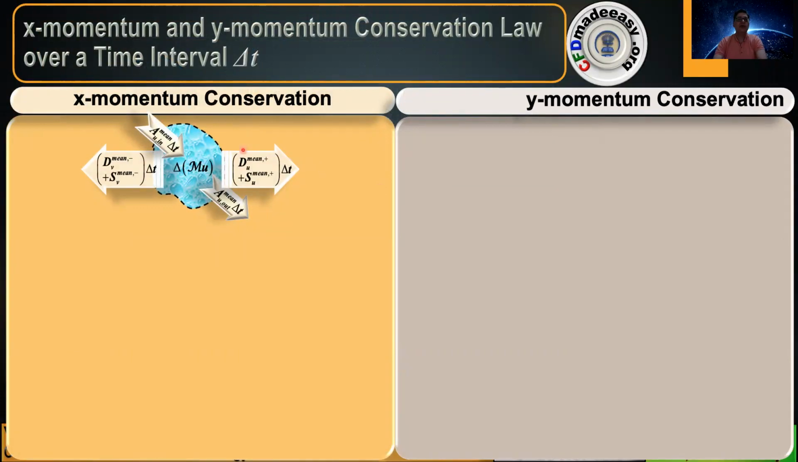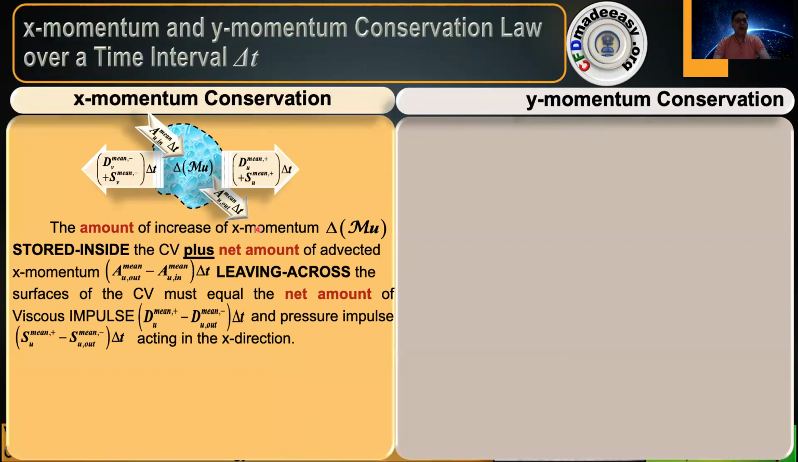So let us start with the conservation law. First, the X momentum conservation law. As I mentioned earlier, this is the amount of X momentum which is entering. This is the amount of X momentum which is leaving, which is given by the product of the X momentum flow rate with delta T time interval. And these are the viscous and pressure impulse. So the amount of increase of X momentum stored inside the control volume over the time interval delta T corresponds to the difference of the X momentum at time T plus delta T and at T.